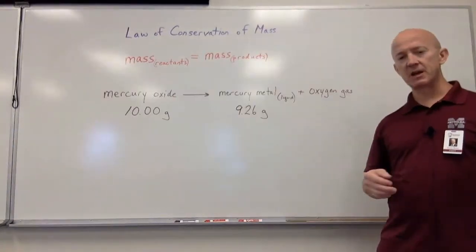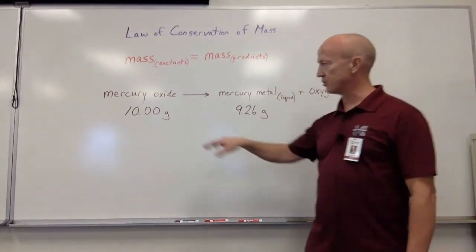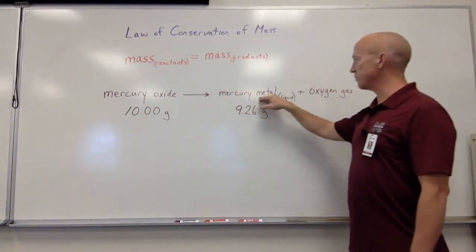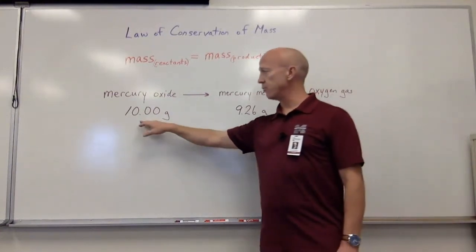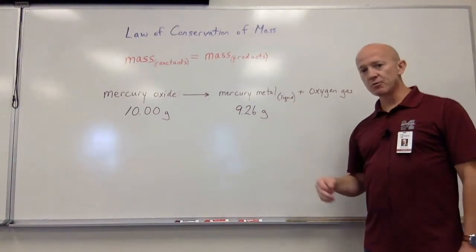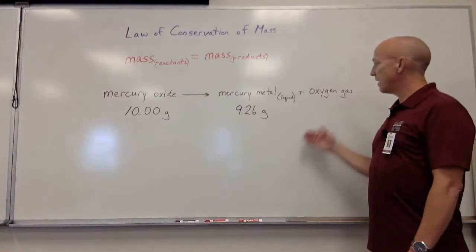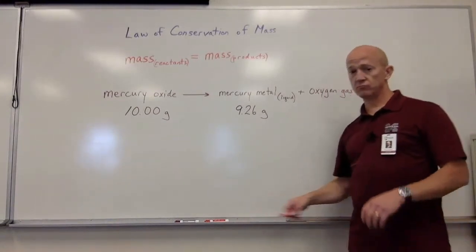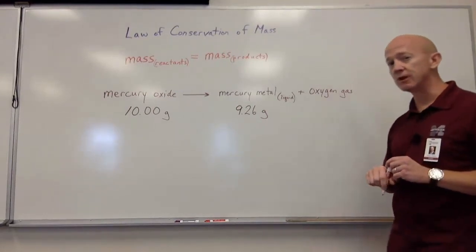Here's a very simple example of using the law of conservation of mass. Let's say that we have this reaction where mercury oxide is heated and decomposes to form mercury metal and oxygen gas. Now if we start off with 10.00 grams of mercury oxide, and after the reaction we have 9.26 grams of mercury metal, how much oxygen gas do we have? What's your answer?